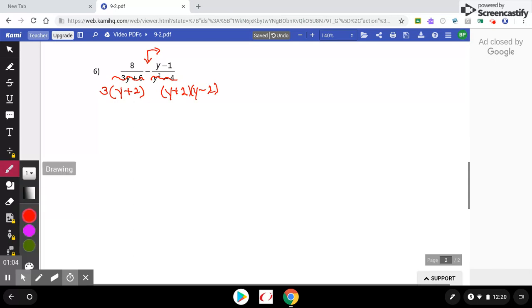Now, let's match up some denominators here. Well, they both have y plus 2's. I don't have to mess with that. But that last one has a y minus 2, and the first one does not. Got it. Matched up. Again, the key, don't forget to do it to the top. So what's the only thing keeping these from being common? First one has a 3. Second one does not. Now it does.